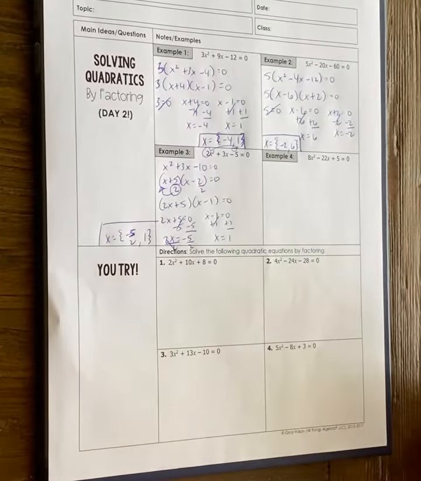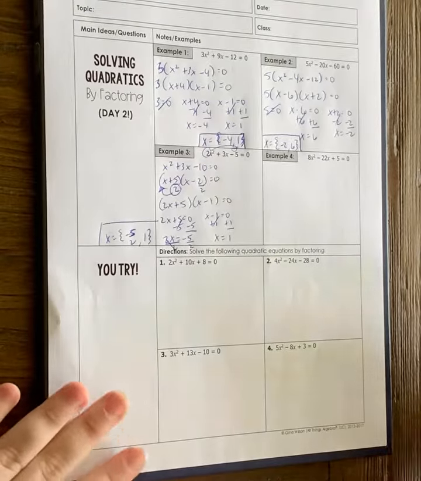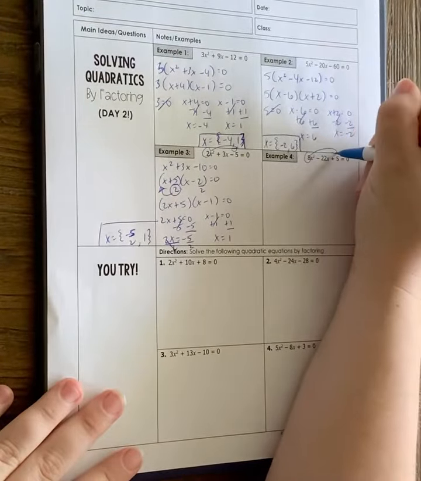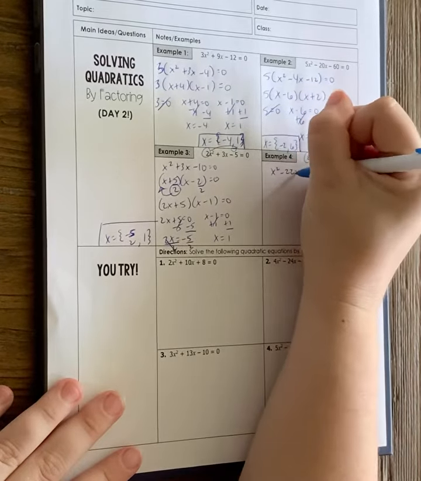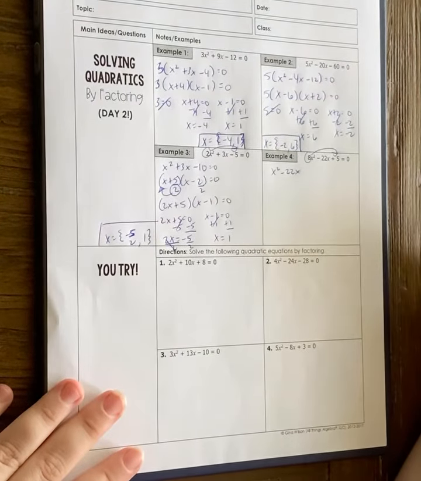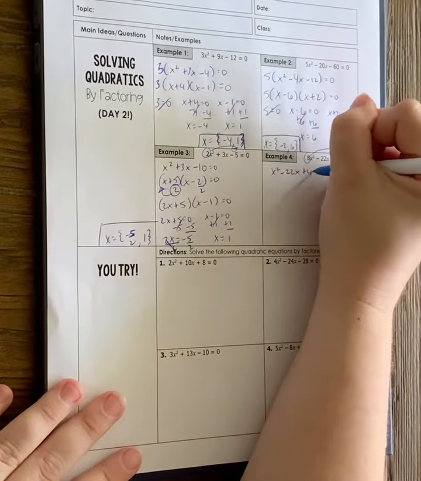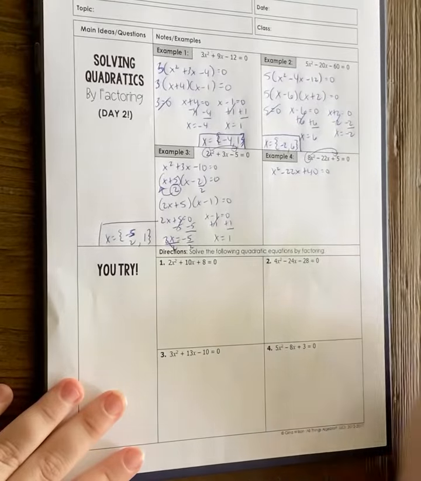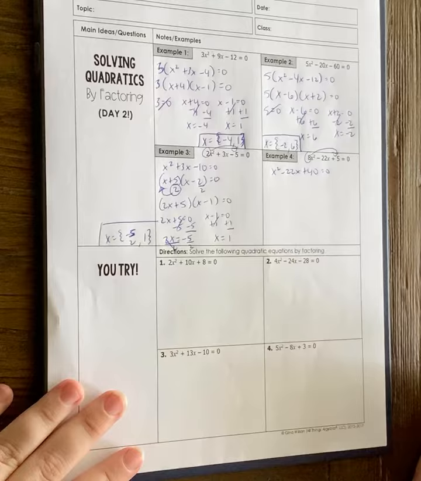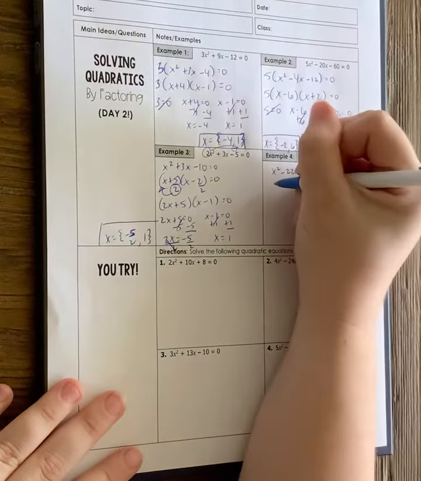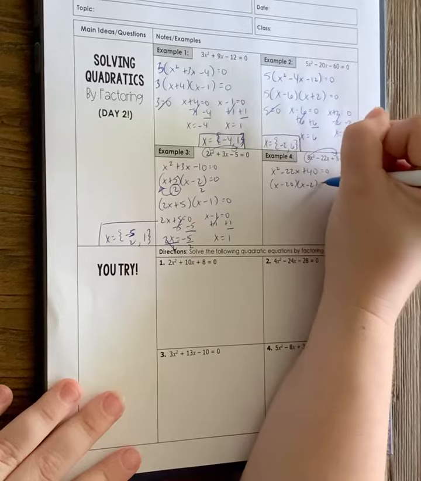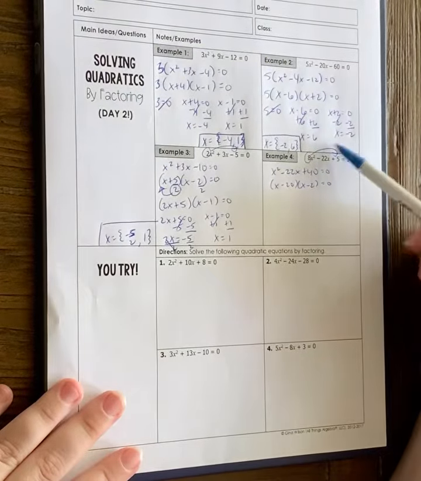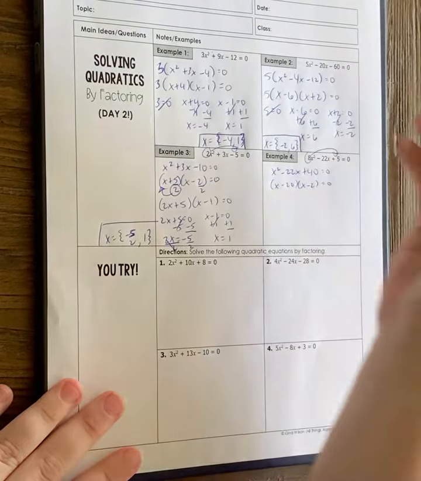Example 4, we don't have a greatest common factor, so we have to do slip and slide here. So slip the 8 down to the end. So we have x squared minus 22x, and 8 times 5 is 40. What multiplies to give you 40 and adds to give you negative 22 is negative 20 and negative 2. So x minus 20, x minus 2. Since we multiplied times 8 up here, here we have to divide by 8.